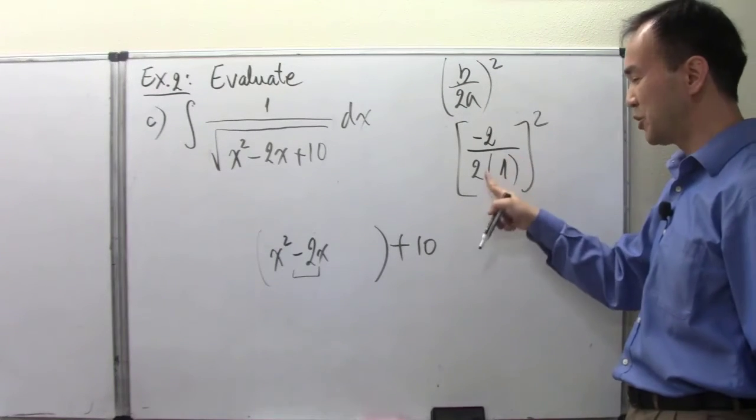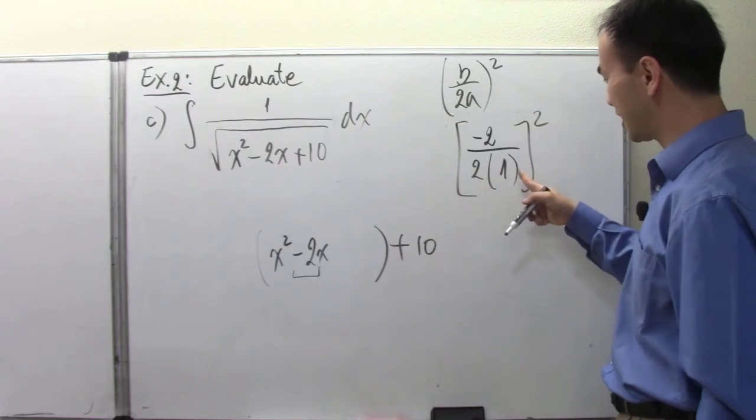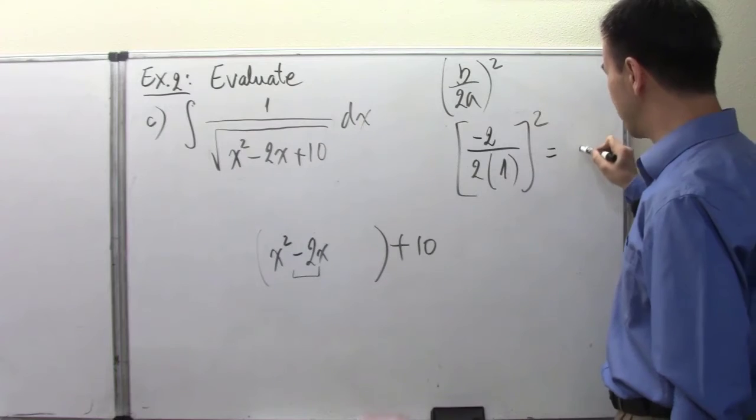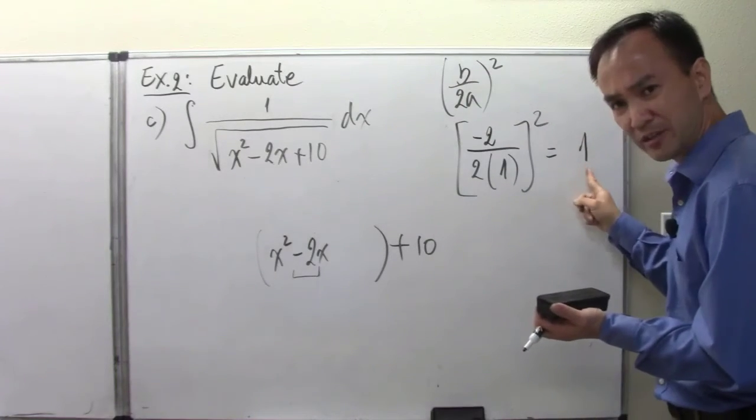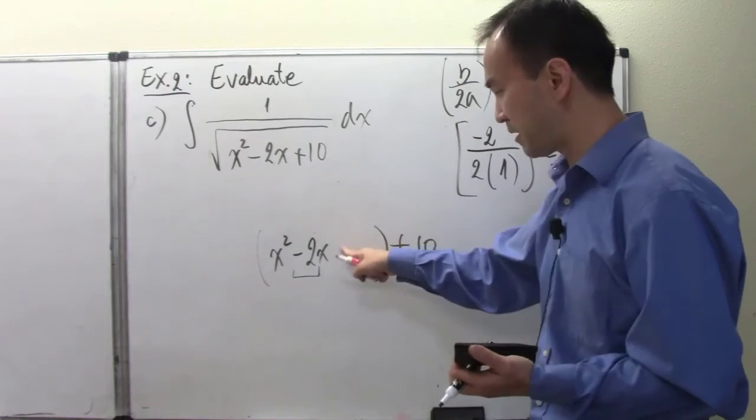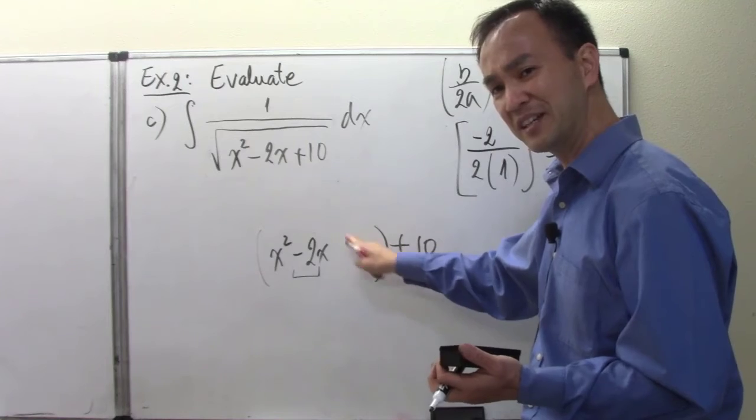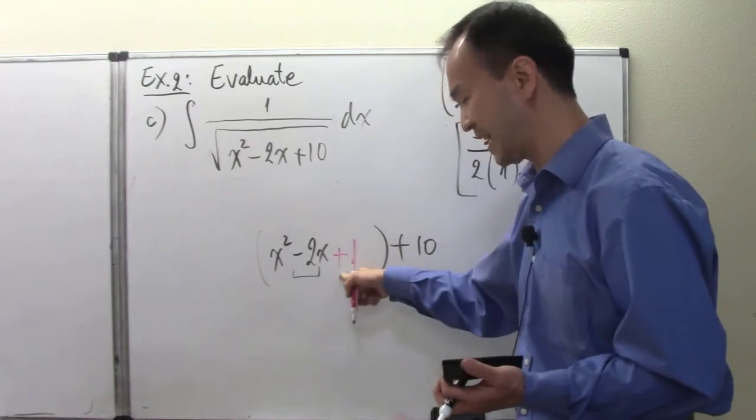So minus 2 over 2 times 1 is just simply a negative 1. But negative 1 being squared is a positive 1. So this is what I'm doing. Once I found that magic number, I am going to put it inside the empty space inside of the parentheses. But I'm putting that as a plus 1. Okay, that's the magic number.